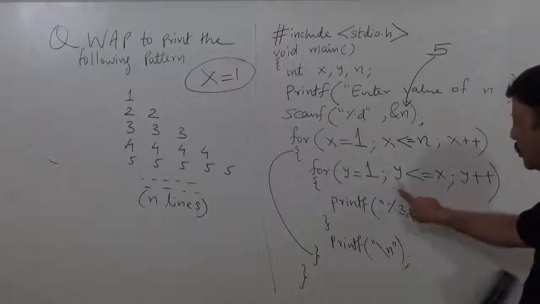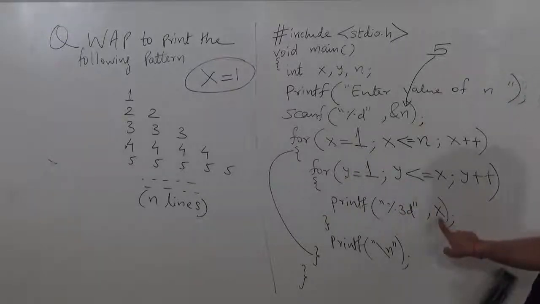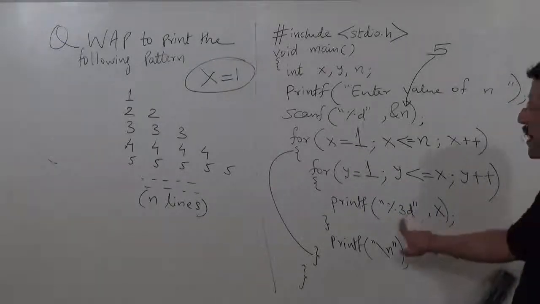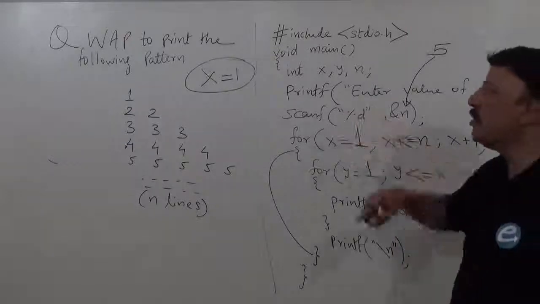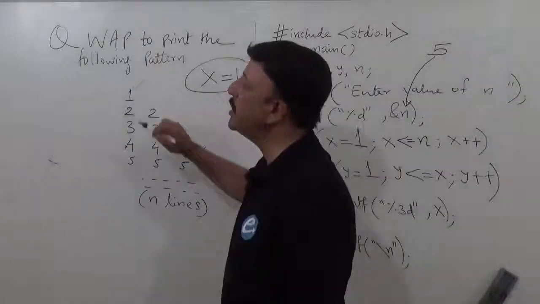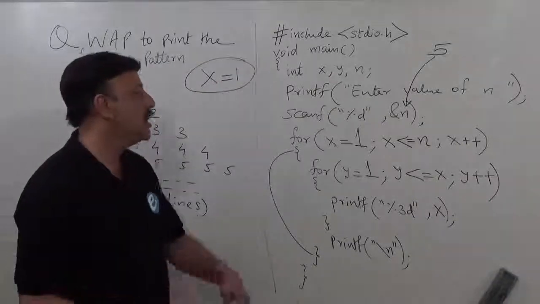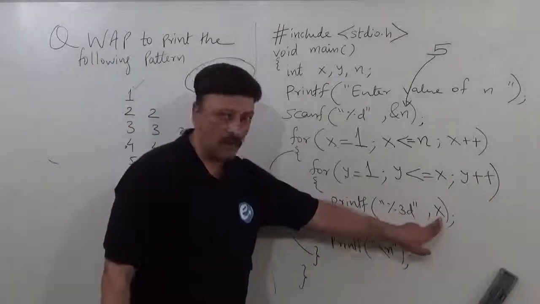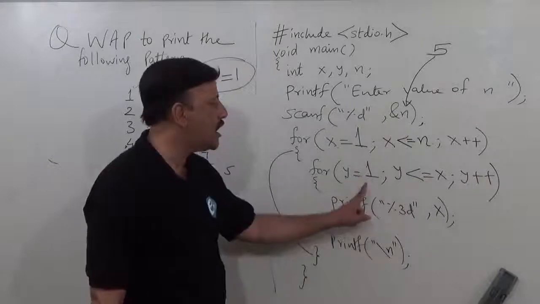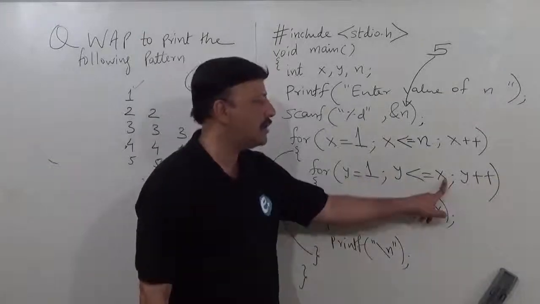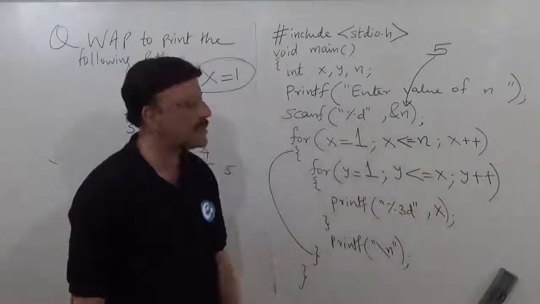And what is this loop doing? It is printing the value of x in %3D format. So x is 1, so it is going to print 1. But how many times will it print 1? Only once. I hope you understood it. It will print the value of x, 1, only once because y is counting from 1 to 1. x is 1, so it only repeats once.